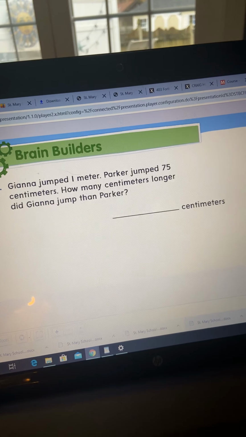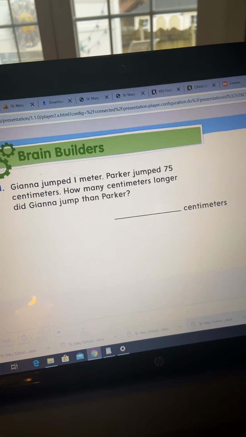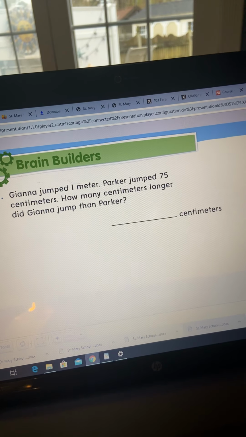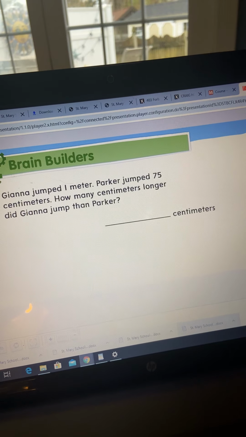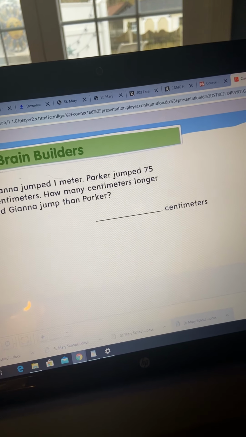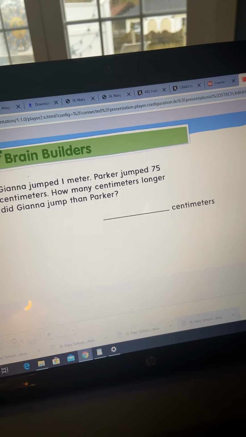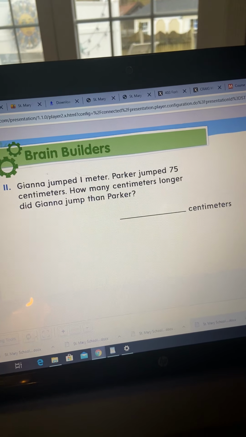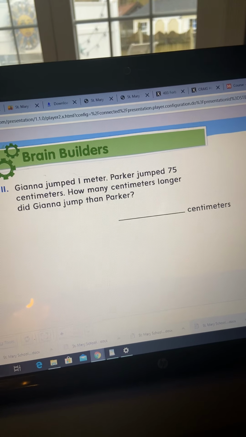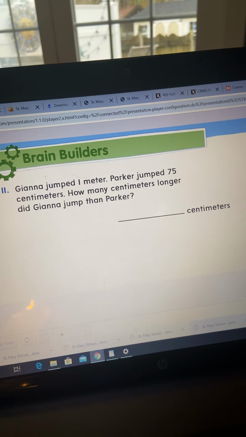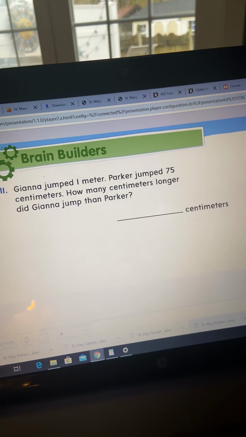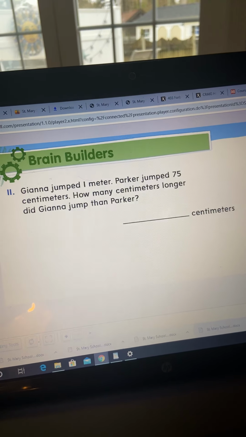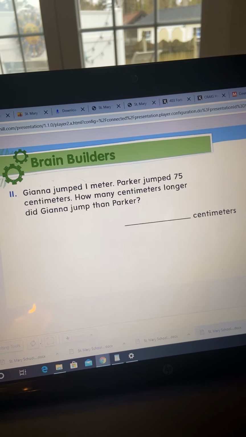And we'll do one more. Gianna jumped 1 meter. Parker jumped 75 centimeters. How many centimeters longer did Gianna jump than Parker? Well, how many centimeters is 1 meter? It's 100 centimeters. So we have to subtract because they're asking which one is longer. So we have to find the difference. 100 minus 75 is 25.